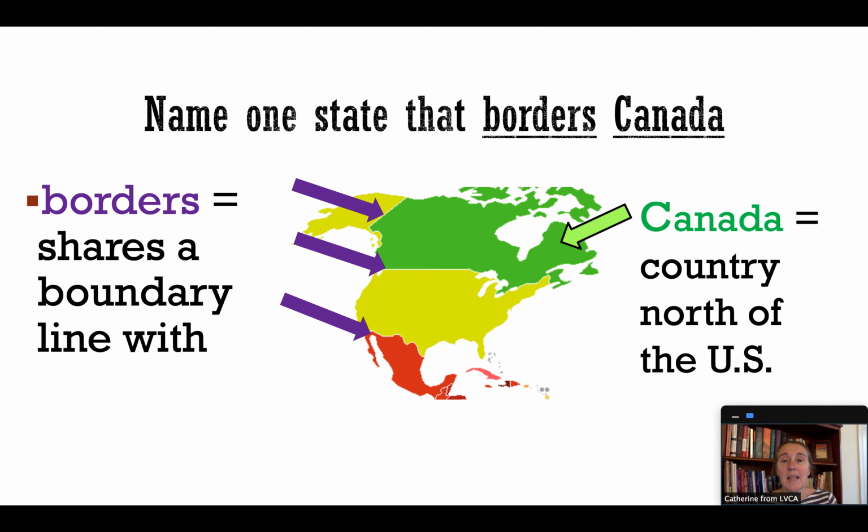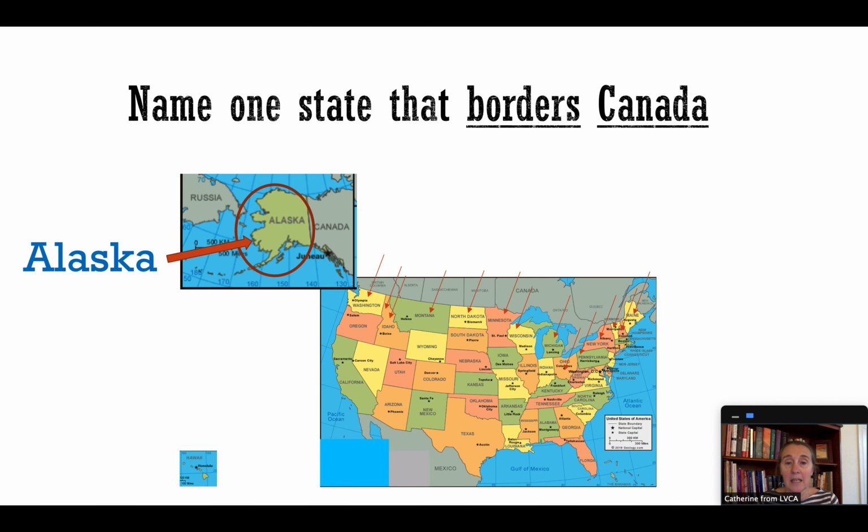Name one state that borders Canada. Borders means that it shares a boundary line. So one country and then the other country, and they share a border. They share a boundary line between the 2 countries. And Canada is the country that is just north of the United States. So we need to name one state that borders Canada.